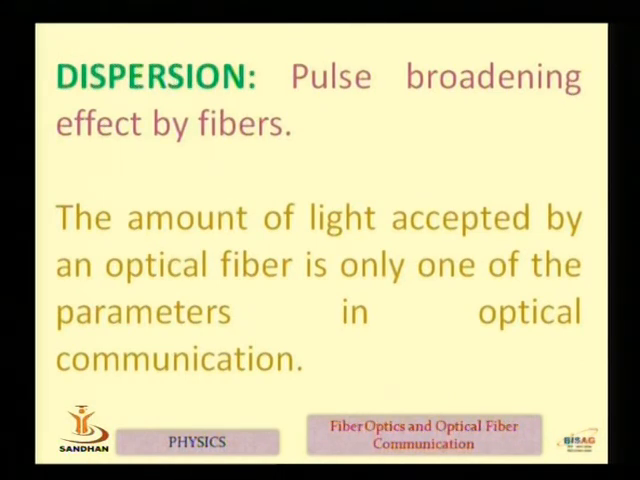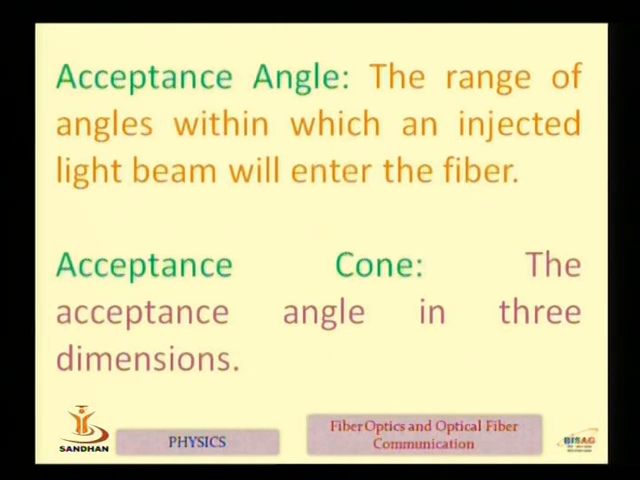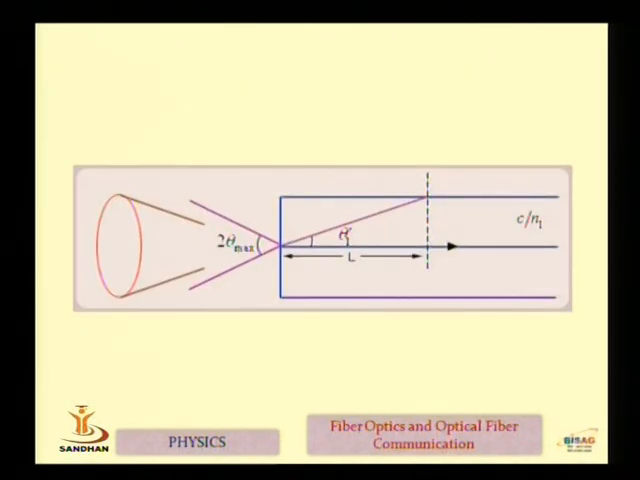The amount of light accepted by an optical fiber is only one of the parameters in optical communication. A more important parameter is the data rate which the fiber can handle, since the primary purpose here is to send information from one point to another. Acceptance angle: the range of angles within which an injected light beam will enter the fiber. Acceptance cone: the acceptance angle in three dimensions is known as the acceptance cone. Here the acceptance cone and acceptance angle are shown in the figure.